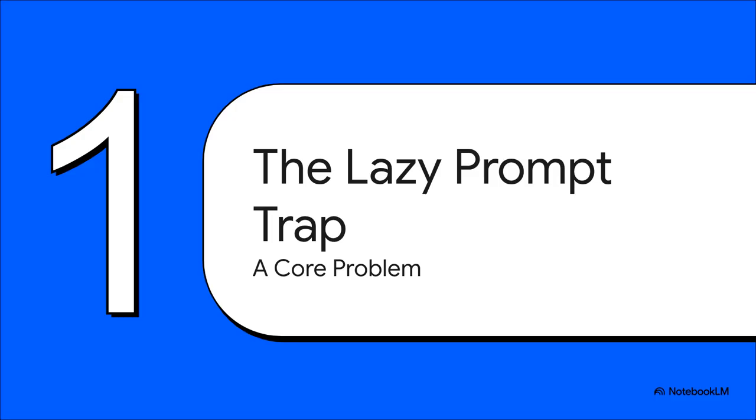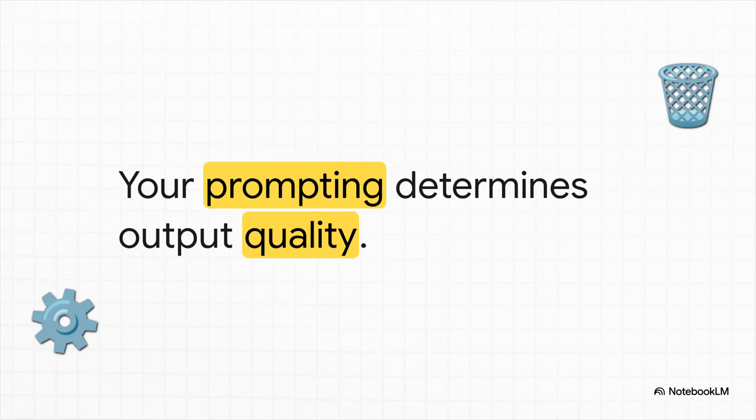The Lazy Prompt Trap. This right here is the absolute golden rule of AI. Prompting determines output quality. Sure, ChatGPT can crunch mind-boggling amounts of data in half a second, but here's the catch. All that processing power relies entirely on you. The quality of the output rests solely on the quality of your prompt. If you put garbage instructions in, you're going to get garbage information out.